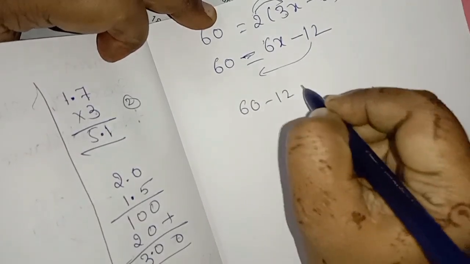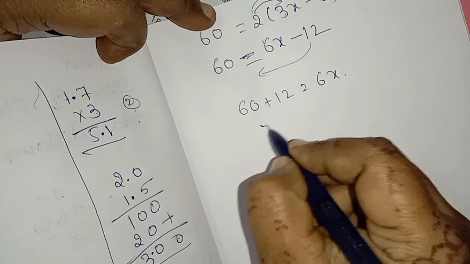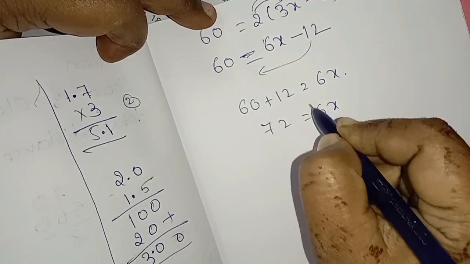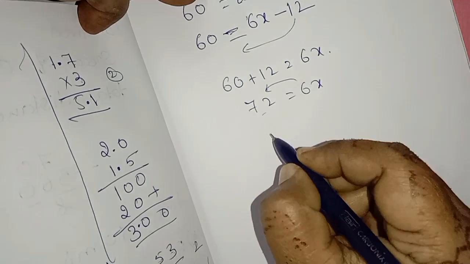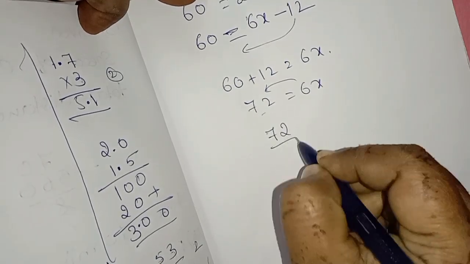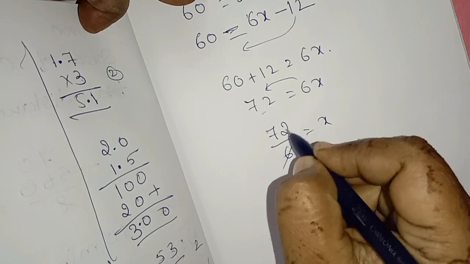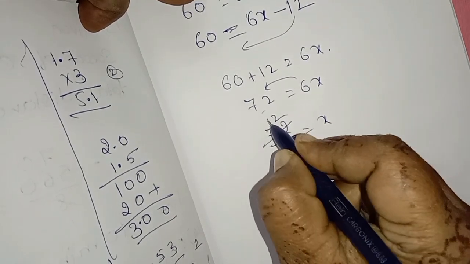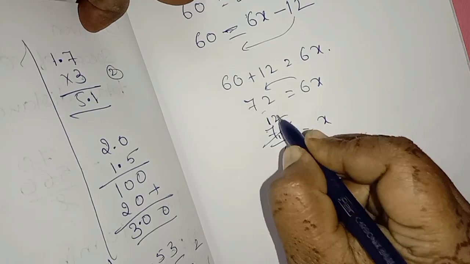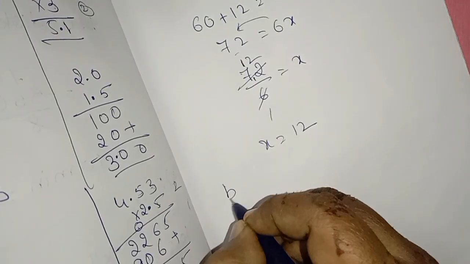60 minus 12 equals to 6x. Minus 12 becomes plus 12. 72 equals to 6x. Multiplication becomes division. 72 by 6 equals to x. 6 ones are 6, 6 twos are 12. X is 12. So we know breadth now.